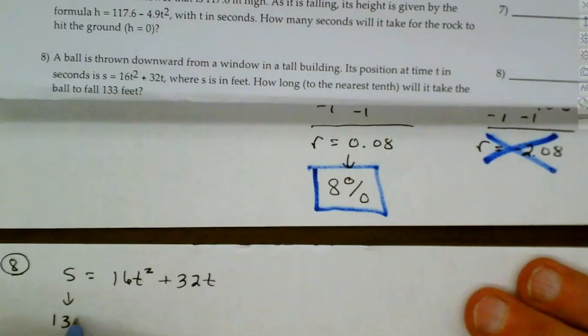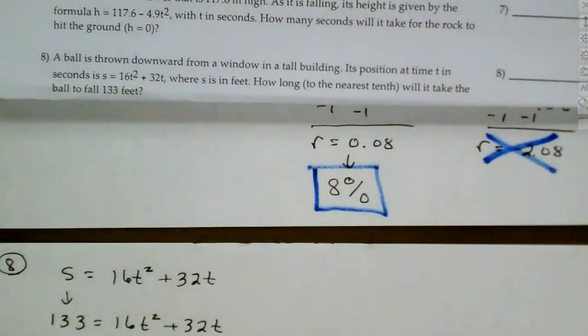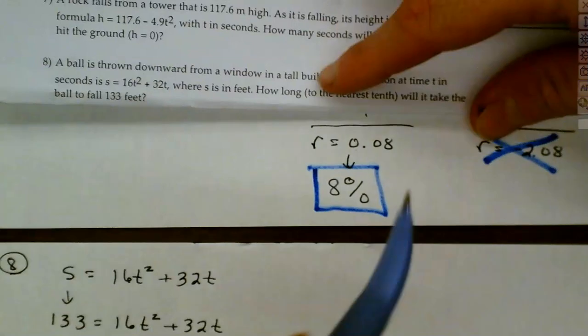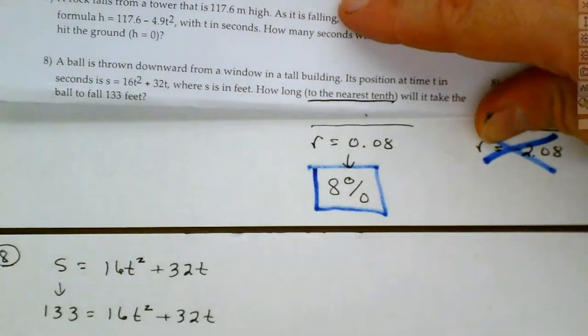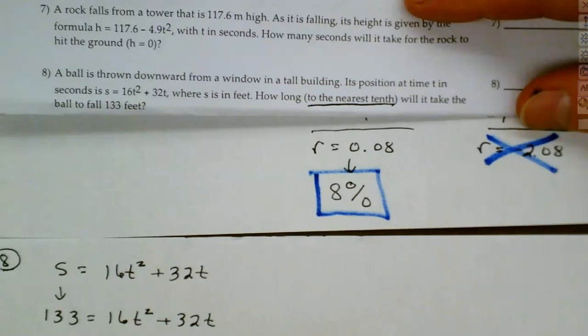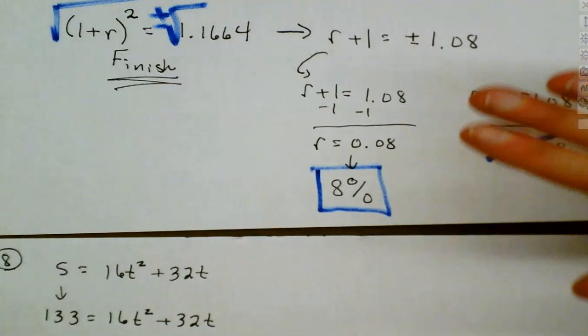So we're going to plug in that 133. This one is probably not going to factor. I can safely say that it's not going to factor because it says to the nearest tenth. So that tells me that it's probably not going to factor. I'll do one more step. So this needs to be set to 0.